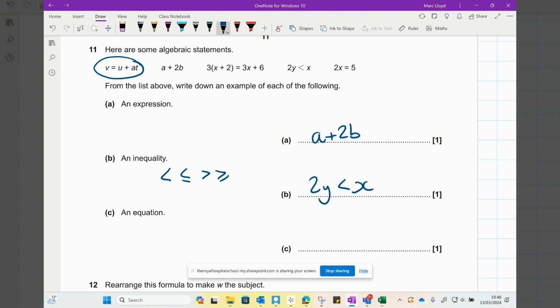Now, we do have 2 equations there. So you could have 2x equals 5. Actually, this is a trick. This one is not an equation because if we expand that left-hand side, we get 3x plus 6. And that one's known as an identity. So we can put a 3-lined equal sign in between it to say that these two are always equal. So that one is not an equation, so don't fall into that trap. But the 2x equals 5 is.